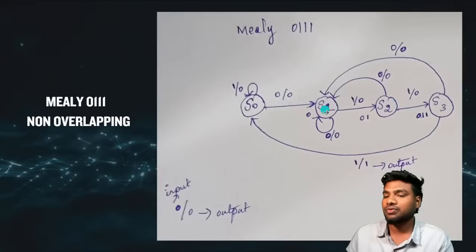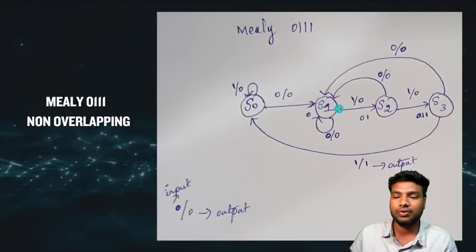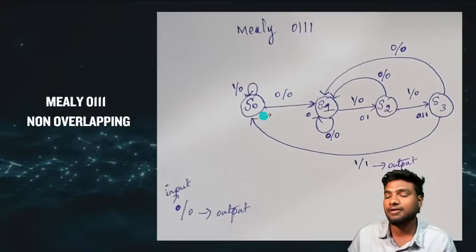So this is for the S1 state. In the S2 state, if my input is 0, it will move to the S1 state, because S1 already stores a 0 value from the S0 state. If the input is 1, it will move to the next state, S3. In the S3 state it stores 0 1 1, and in the S2 state it stores 0 1 only.